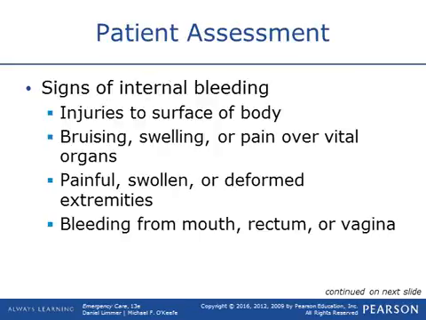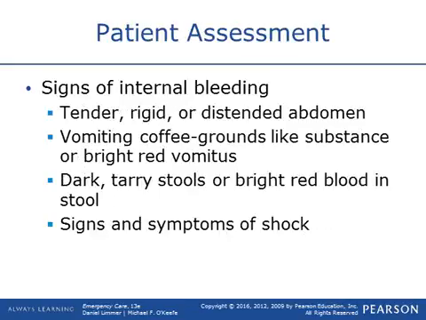So when you're looking for internal bleeding, you've got to do very good patient assessments. So knowing where the injuries are at, also looking for bruising and swelling and pain and where exactly this may be anatomically. Also be looking for all the orifices that bleeding could be coming out. Also looking for tender, rigid, or distended abdomen. If you start to see this, it means that the abdominal cavity is filling up with blood and is becoming very, very hard.